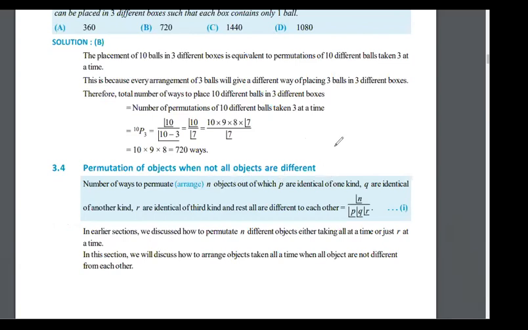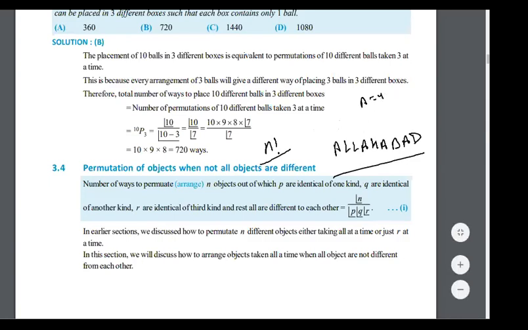For example, Allahabad. Now, if we talk about the word Allahabad, in this word not all the alphabets are different, yes or no? So the number of ways cannot be n factorial, because we have a few alphabets which are repeating. For example, A is repeating how many times? A, 1, 2, 3, 4 times. A is repeating 4 times, right? L is repeating 2 times. Got it?